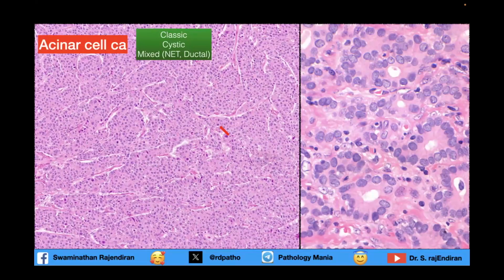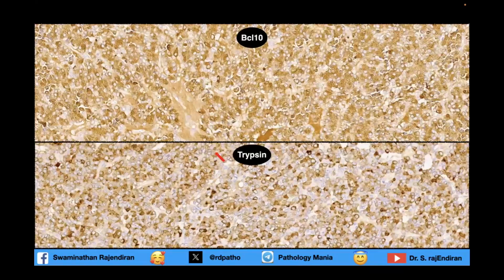Again, it can be classically solid, cystic, and it can be mixed with a neuroendocrine tumor and ductal carcinoma. In well-differentiated tumors, we can see the nice acinar formation with more uniform cells. That you have to keep it in mind. In addition to trypsin, chymotrypsin, this will also be BCL10 positive. And since madam asked, I checked the literature, they are telling glypican also is positive in acinar cell carcinoma.